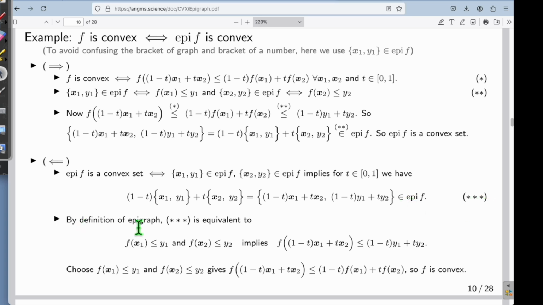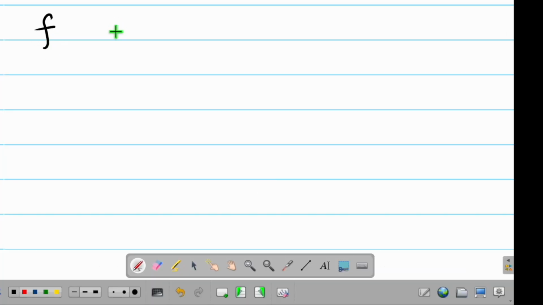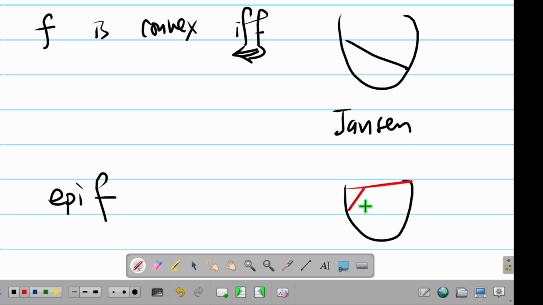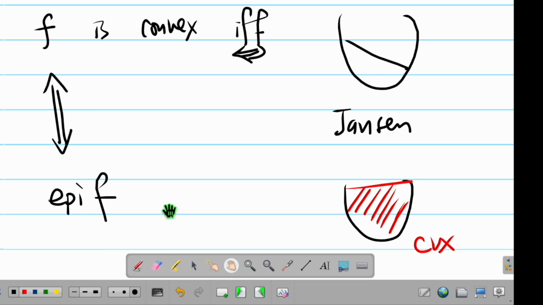So I have star, star, star. By the definition of epigraph, star, star, star is this. Now we have this. What is this? This is actually the convex function. So convex epigraph gives us convex function. Therefore, if a function is convex, then the epigraph is convex. Now, F is convex if and only if, that means this is the definition, Jensen's inequality. And now we also have epigraph F, which is the red region, is convex. I write CVX. We just established this goes to here and this goes to here. Now, I'm going to tell you why this is much better.